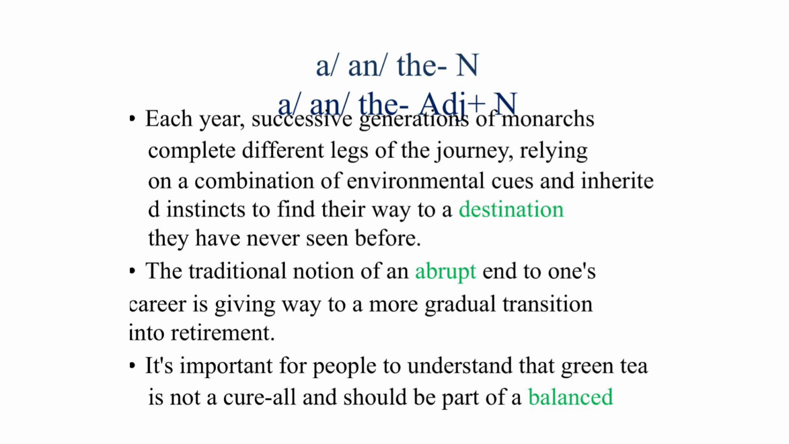Abrupt is vague, like the vague is the meaning of abrupt. So abrupt is not very clear. Vague is unclear basically. So yeah, it's important for people to understand that green tea is not a cure all and should be a part of a balanced diet and healthy lifestyle. So balanced is an adjective, right?